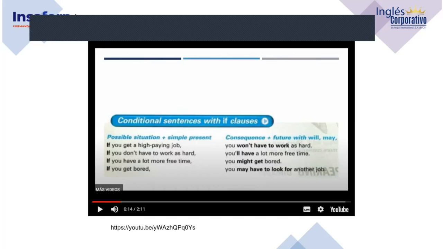So in the first conditional, we use the present simple. Do you remember present simple? Like everything we do, right? Daily routines, weekly activities, things that we do regularly, or general truth. That is simple present. That's why in the if clause you have if you get, if you don't, if you have. And then in the consequence, you can have will, or you can have the modals. Cecilia?